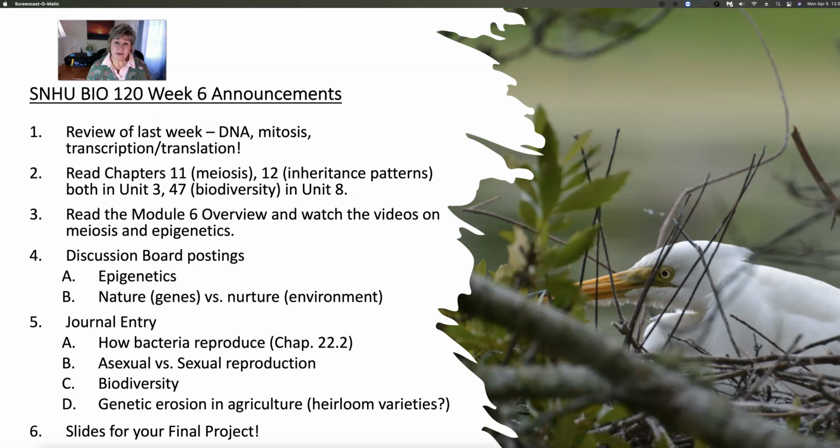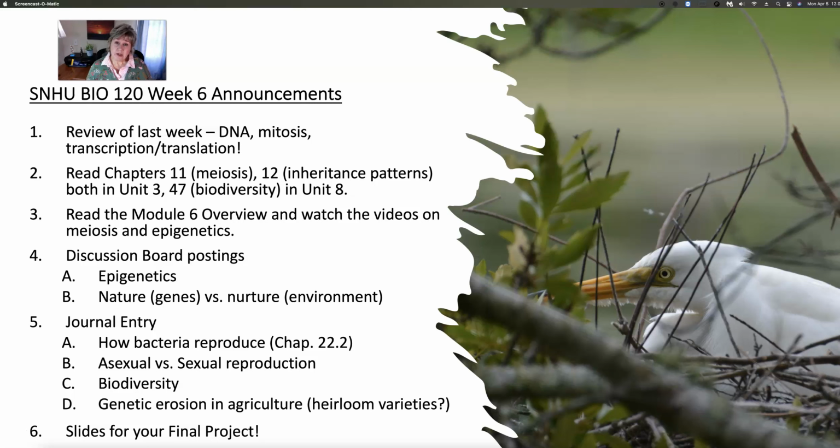So last week you learned about DNA, the importance of deoxyribonucleic acid, how it replicates. You also learned about mitosis, which is a type of cell division where one cell makes exact copies of itself. And you also learned about transcription and translation, which are processes by which DNA produces proteins. And most of those proteins are enzymes. The importance of this is that enzymes run all the biochemistry in cells. So that's the importance of DNA. DNA makes the enzymes that run the biochemistry.